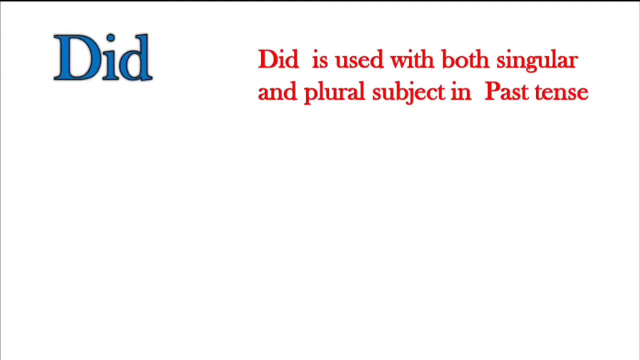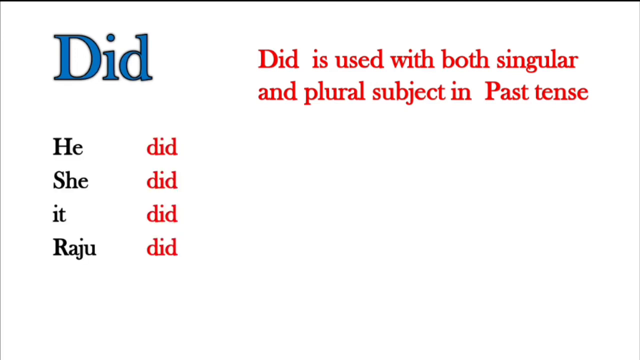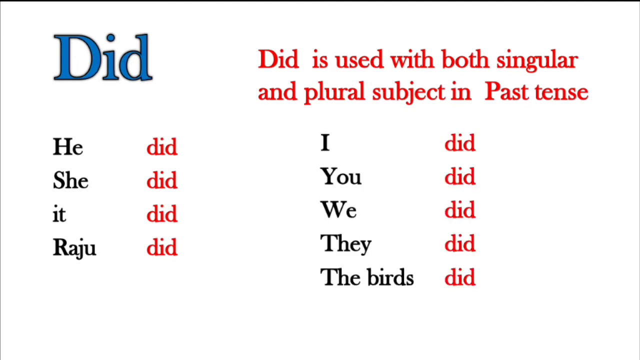Then did. Did is used with both singular and plural subjects in the past tense like this: he did, she did, it did, Raju did. For nouns also, and I did, you did, we did, they did, the birds did. It means that do and does are used for present tense and did is used for past, for both singular and plural. Do is for plural subjects and does is for singular subjects.